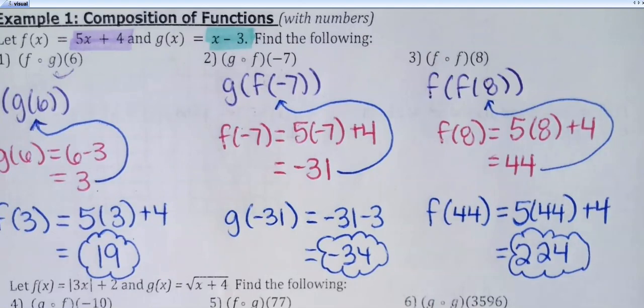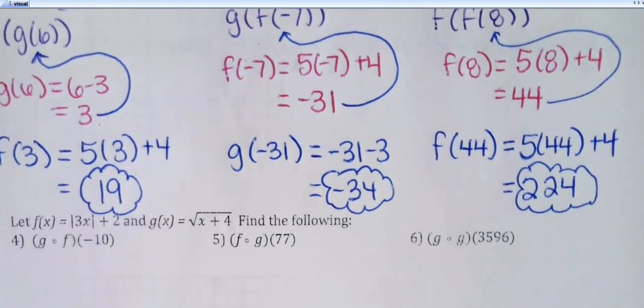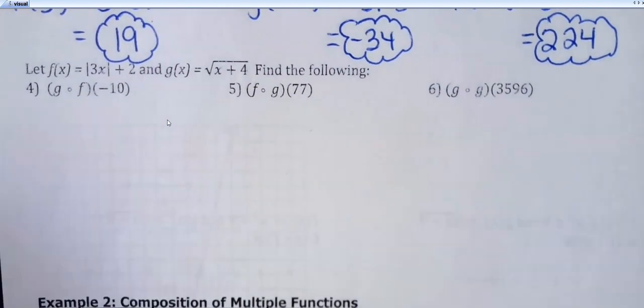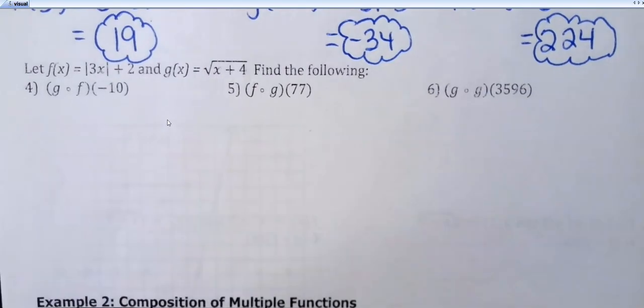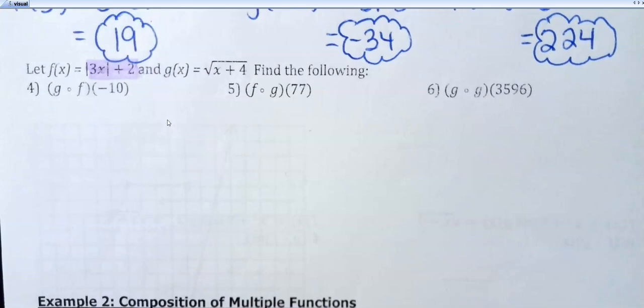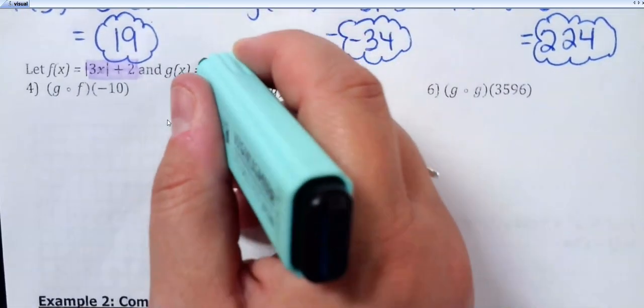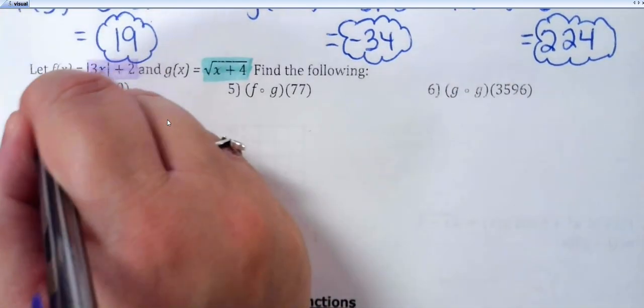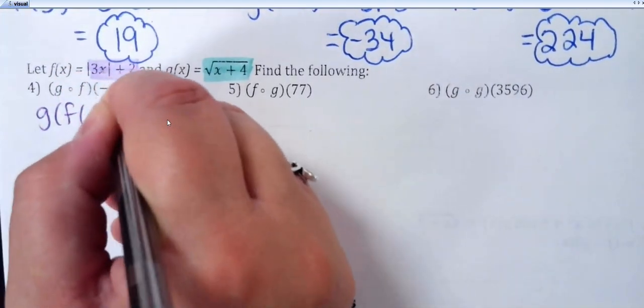Composition. All right, so let me have you guys try these down here. Now, I have two different functions on this one. My f of x, we're going to bring our absolute values back here a little bit. So I have absolute value of 3x plus 2. And my g of x actually has a square root. I don't know if we've done anything with those this year yet, but square root of x plus 4. All right, so my first one is going to be g of f of negative 10.